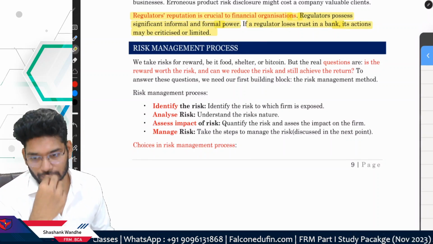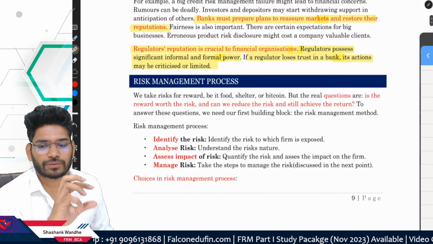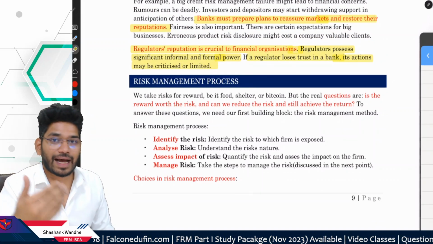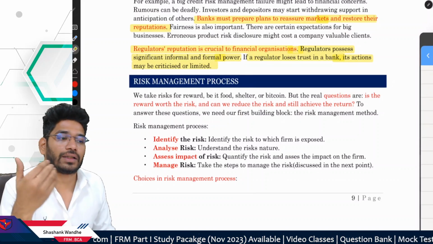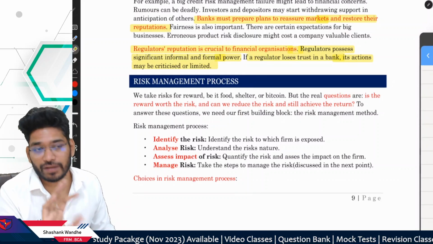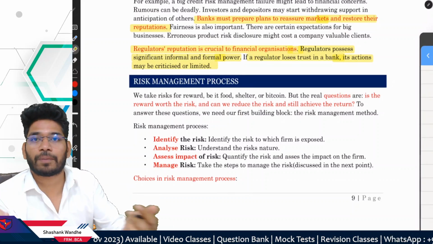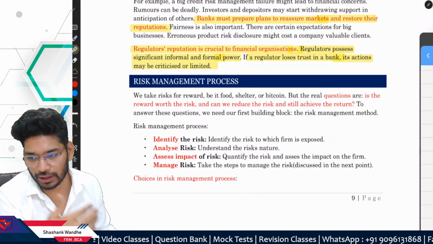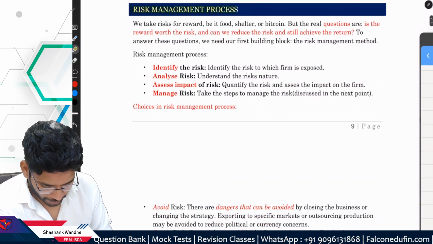Now, this is from the perspective of regulators' reputation. It means that in the eyes of regulators, your bank should have some reputation. Maybe from the customer's perspective everything is fine, but from the regulator's perspective things are problematic. Maybe you are not submitting monthly reports properly in due time, so there might be some limitations, some actions from the regulator's standpoint. Now the risk management process, how the risk management process is conducted.